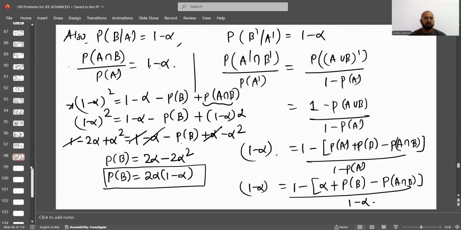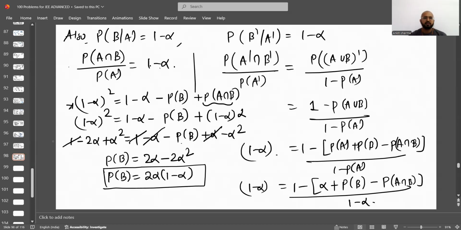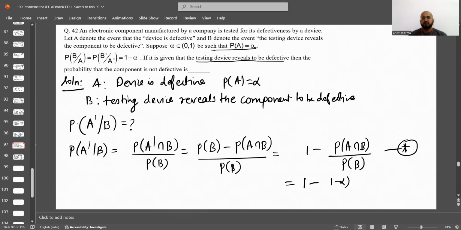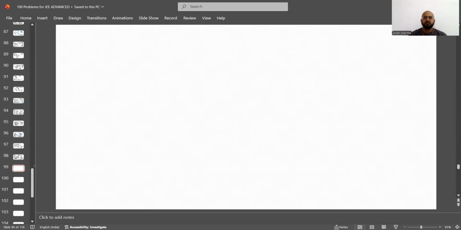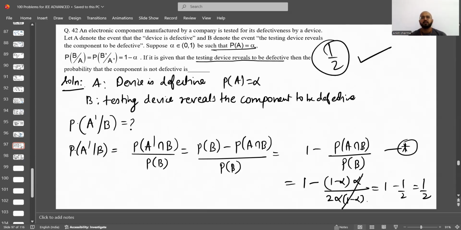Once P of B is obtained, now we'll just go here. So we need P of A intersection B. P of A intersection B can be written as 1 minus alpha into P of A. So that means I have here 1 minus alpha into alpha upon P of B, which we have found to be 2 times alpha into 1 minus alpha. Now since alpha is non-zero, I can cancel them, and this is 1 minus half, which happens to be half. So the probability is going to be 1 by 2. Let's go for the next problem.